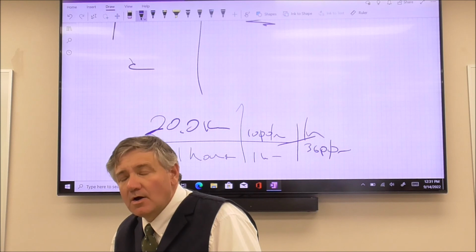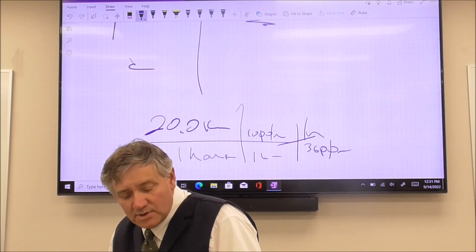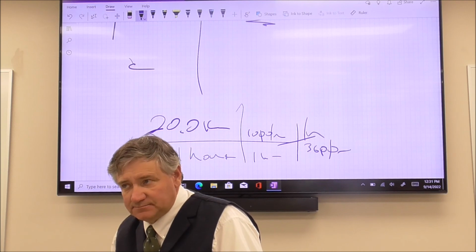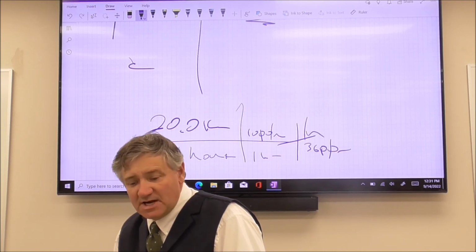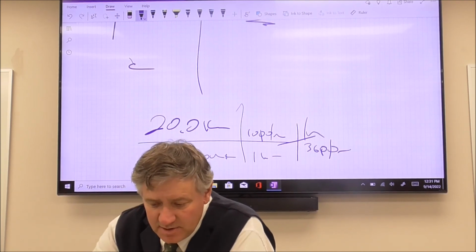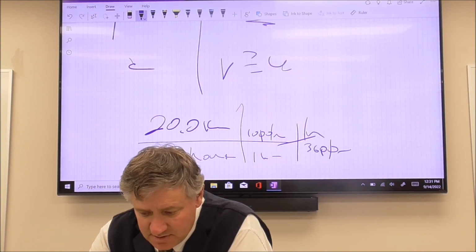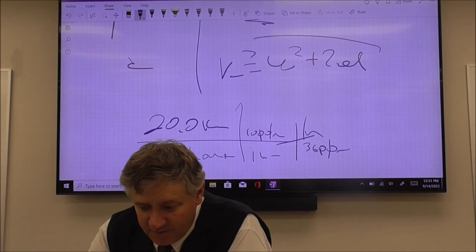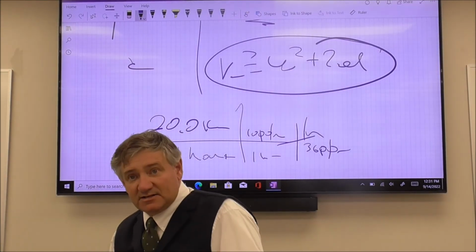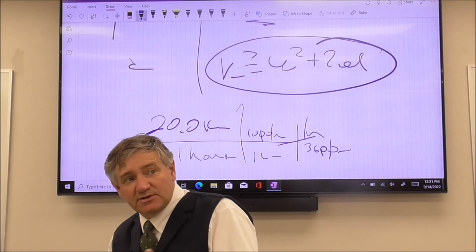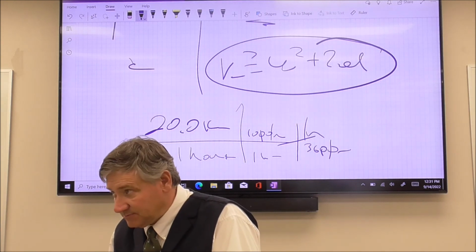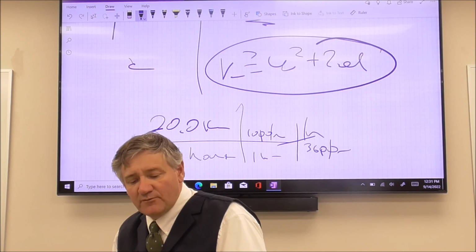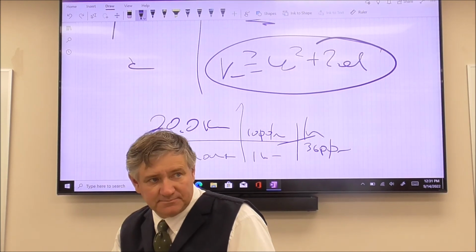On 17, what do you not have in problem 17? Which variable do you not have in 17? Time. So what's going to happen on 17 is you're going to use that equation twice. The first time you're going to use it to find an acceleration, the second time you're going to use it to find a distance. So 17 is the classic example of when you're going to use that equation.